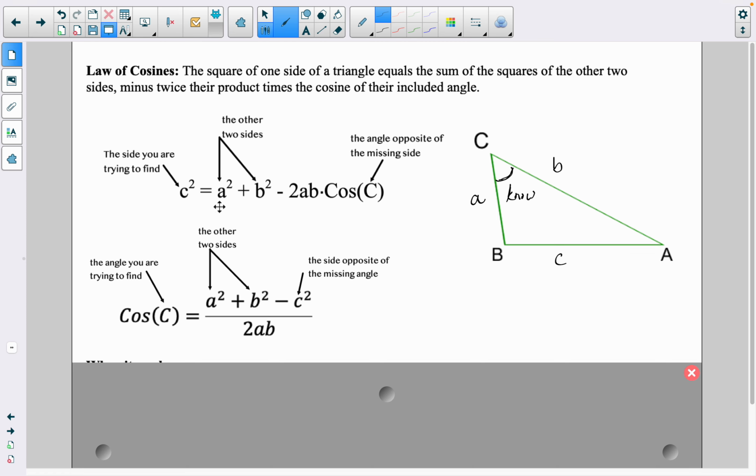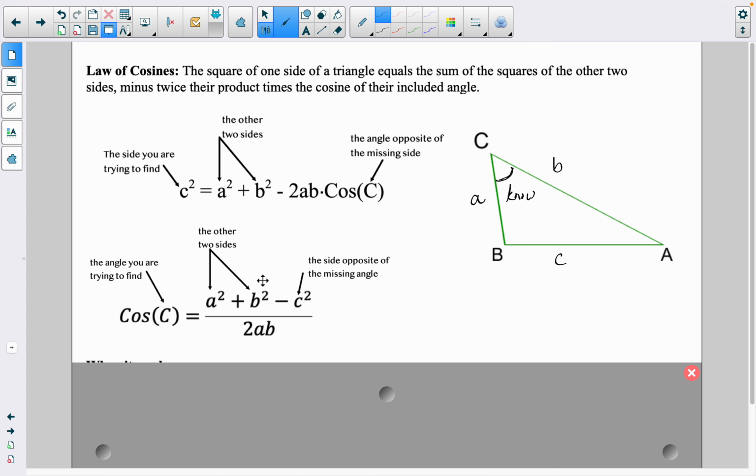Okay, so again, just going through it. This is the side we're looking for. This is always the angle opposite that side. You will need to know that angle measurement. And then these two are the other two sides. Now I want to stress this because this is c squared, but it could be a squared equals c squared plus b squared minus 2cb cosine A. So understand the structure of it and what each of these terms represent.